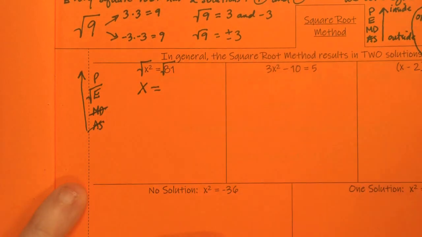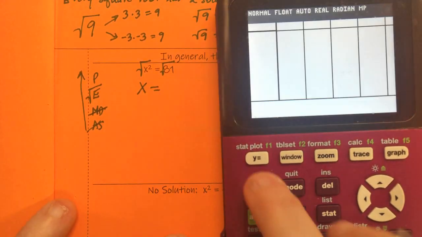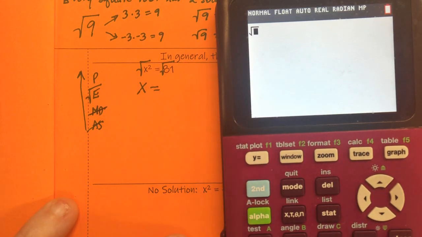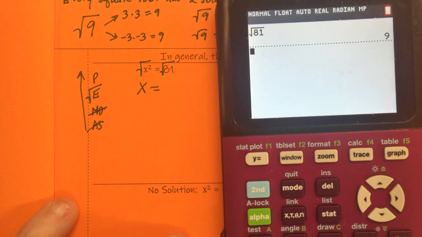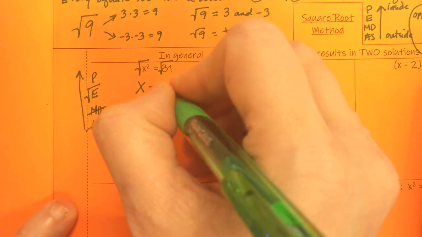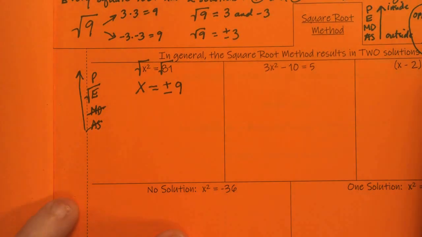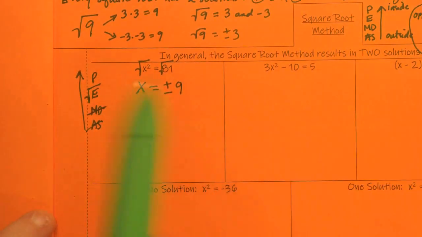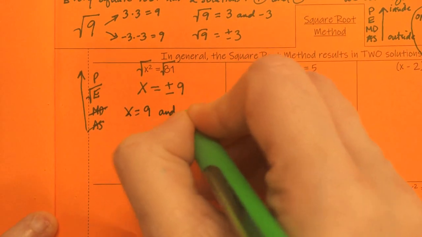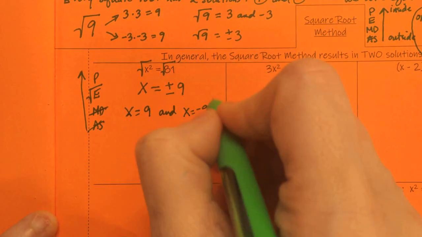What's the square root of 81? If you need to, remember, in your calculator, you do second. I hear you. I know the battery's low. Let it go. You do second x squared. You put the number in the parenthesis inside, and you hit enter, and you get 9. Is 9 my answer? What's my answer? Plus or minus 9. Now, I want you to also write it x equals 9 and x equals negative 9.